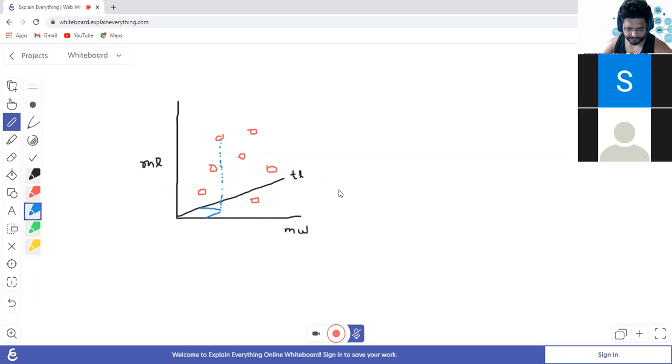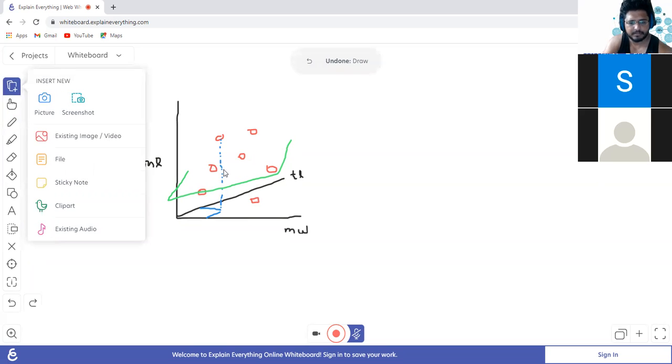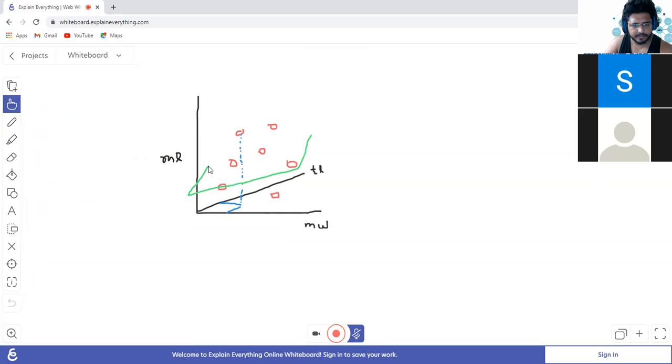So tell me, what will be the best fit here? Will it be a line or a plane? It's a plane, right. Three-dimensional. So since we are in 3 dimensions, the best fit will no more be a line, but it will be a plane like this.